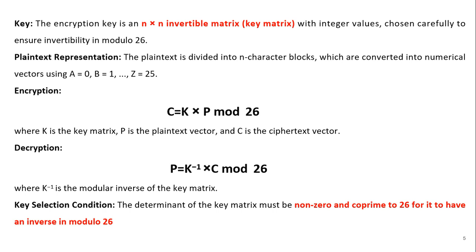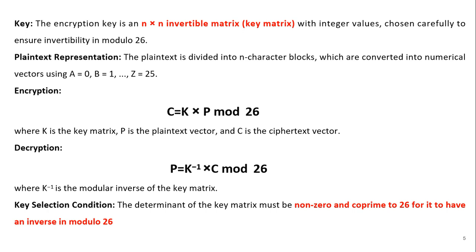The procedure for the Hill cipher. First important is the key. The encryption key is an n by n invertible matrix, whose inverse is present. That is nothing but the key matrix, with integer values chosen carefully to ensure invertibility modulo 26. Plain text representation: the plain text is divided into n-character blocks, which are then converted to numerical vectors using A equal to 0 to Z equal to 25. For encryption, the formula is C equal to K times P mod 26, where K is the key matrix, P is the plain text, and C is the ciphertext vector.